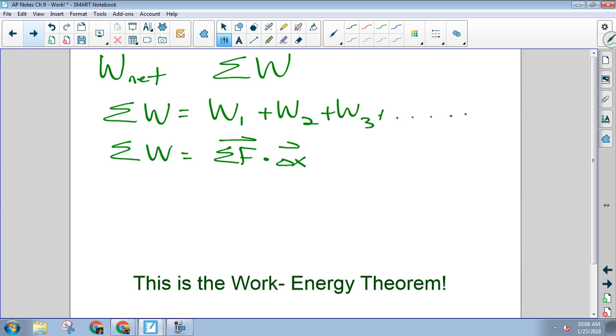So why is that net work important? Well, let's see. For simplicity, let's just assume everything's linear here. So I'm not going to worry about the fact that this is a dot product. Let's just do force times displacement, assuming that everything is parallel or, I guess, anti-parallel. Follow? Okay, so if we say that net work is net force times displacement, then watch what we can do.